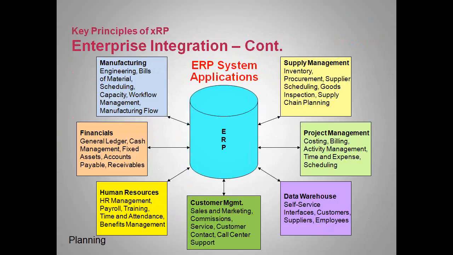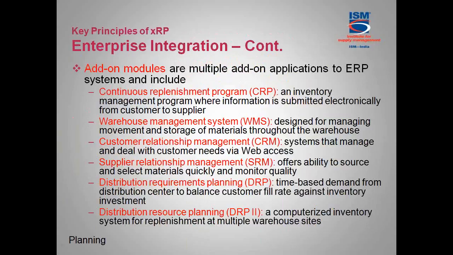Most ERP systems have add-on modules which are not part of ERP but can be a part of an ERP2 system. For example, the continuous replenishment program is built into the system. WMS, the warehouse management system, is very important nowadays, and it is a built-in system in the ERP. CRM and SRM are there. We can have DRP and ERP2 systems along with our ERP system.